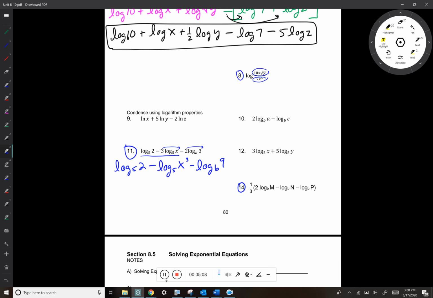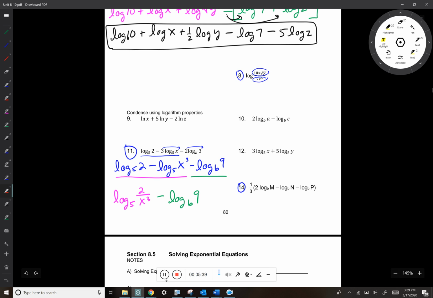Well, it's okay to have different bases in the same problem, but I can't use the properties on them if they're different bases. So in other words, these first two, yes, I can combine those because those are both base 5. So for that part, I'm going to say log base 5 of 2 over x cubed. And then separately, I have this term, this minus log base b of 9.